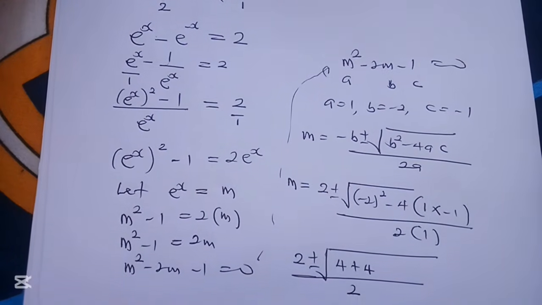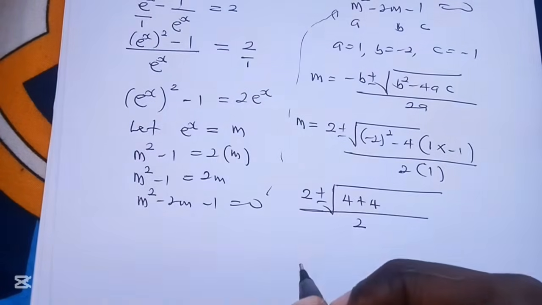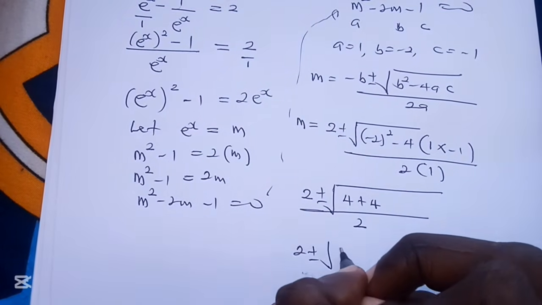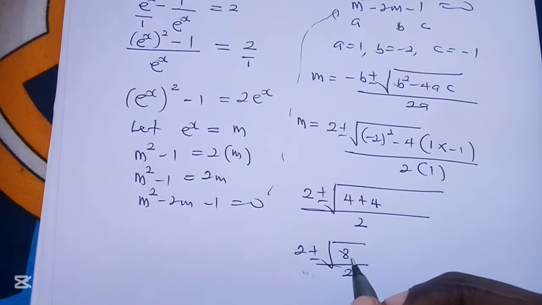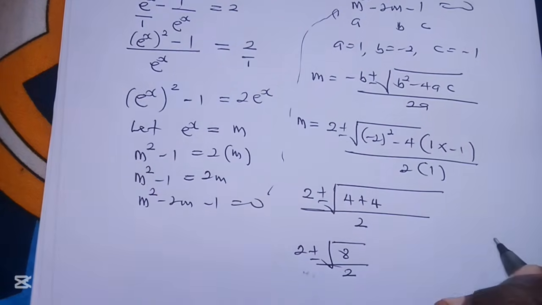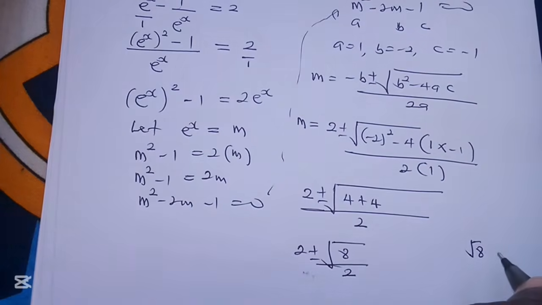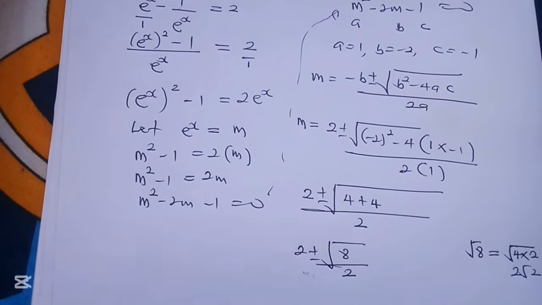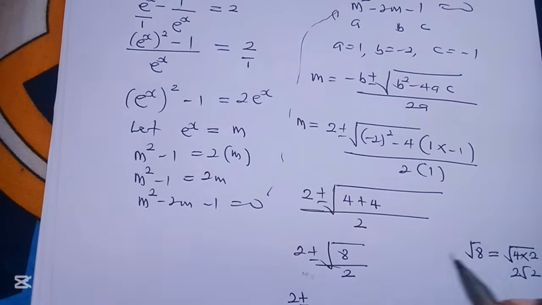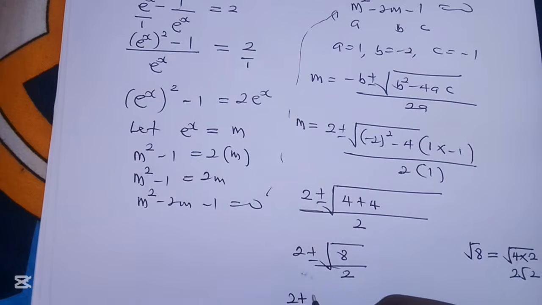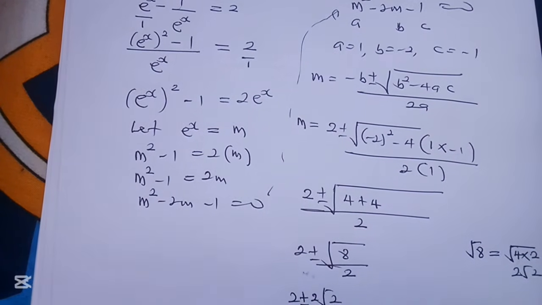Now it continues. Then we say 2 plus or minus the square root of 8 divided by 2. Now you can express this 8 just like whenever you're expressing surds. For instance, if you have root 8, this can be expressed as root 4 times 2. Then the square root of 4 we know is 2, so root 8 is 2 root 2. So this is how we are expressing it in this form. Then we say 2 plus or minus 2 root 2 divided by 2.